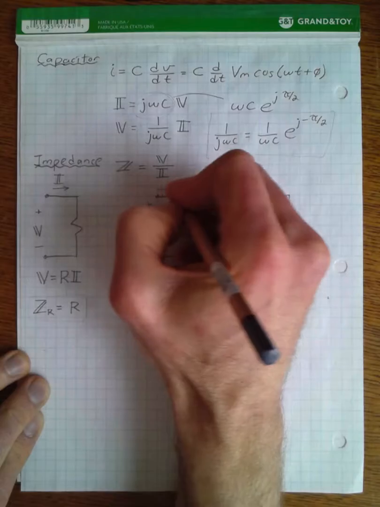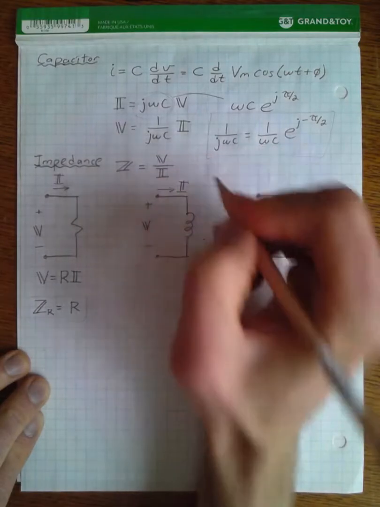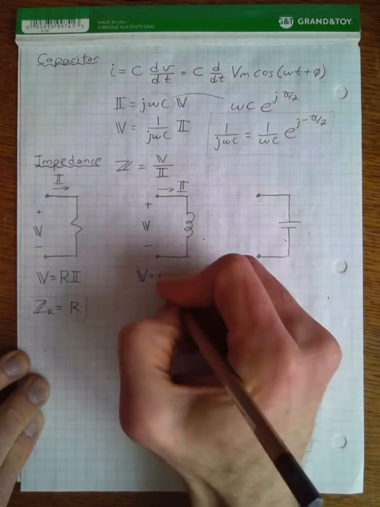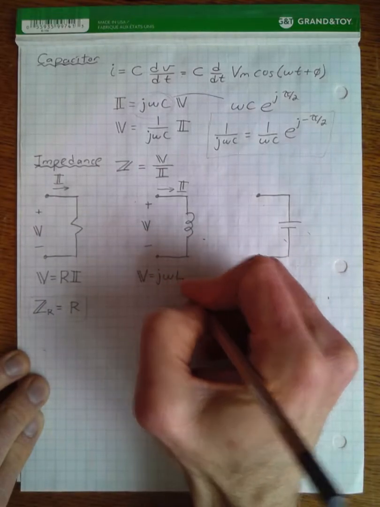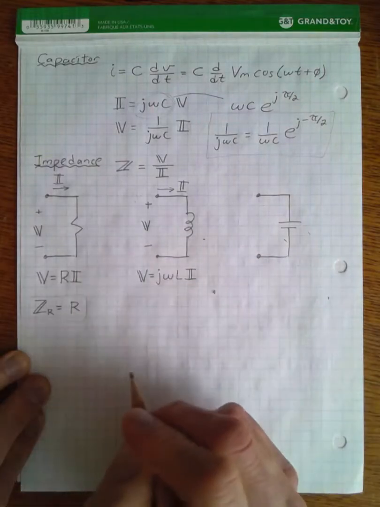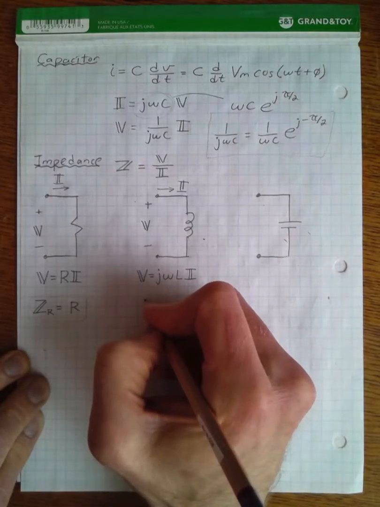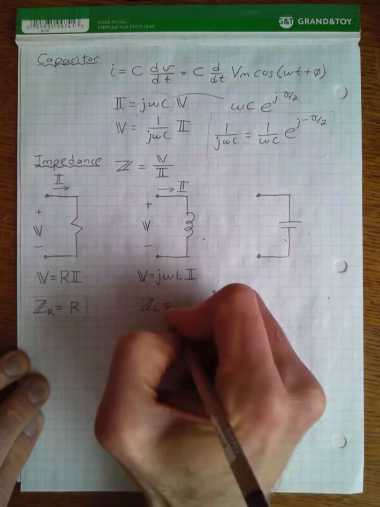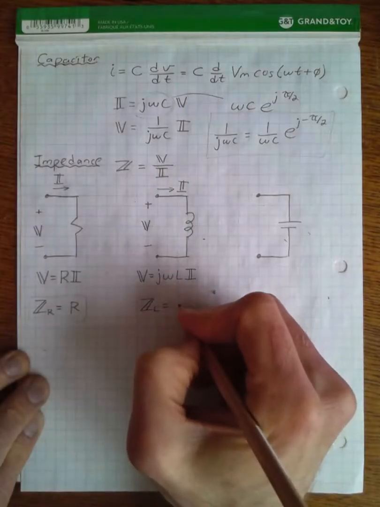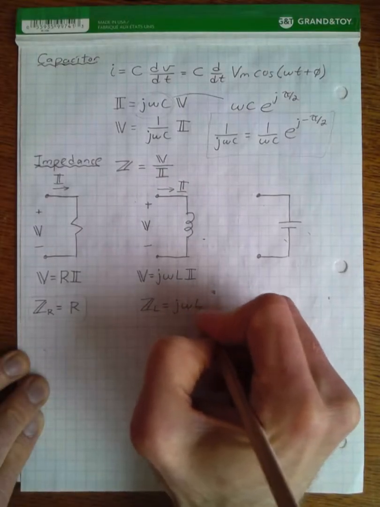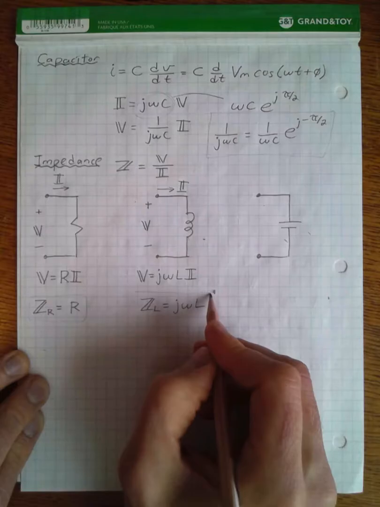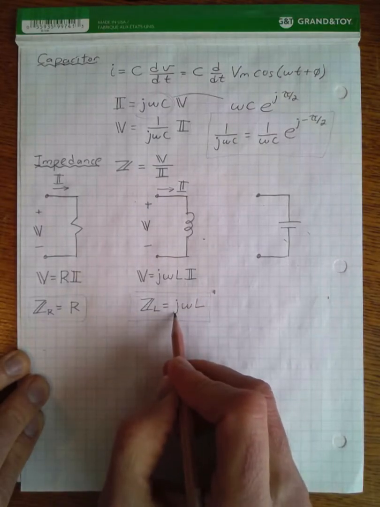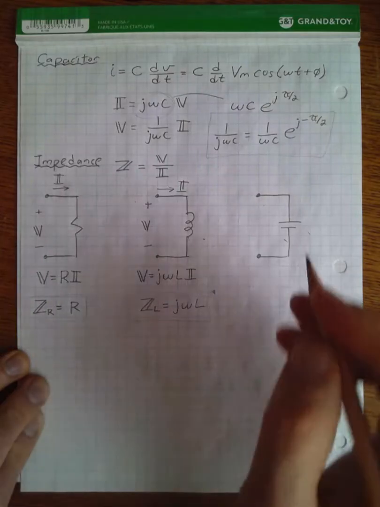Voltage across the inductor, current flowing into the inductor. We've just seen that voltage is equal to j omega L times the current. And so if we take the ratio of voltage divided by current, we get the complex impedance of the inductor, which is just equal to j omega L, right? And remember, this j omega L is just a complex number. Its magnitude is equal to omega L, and its phase is equal to pi over 2.